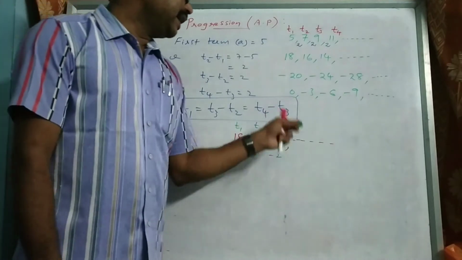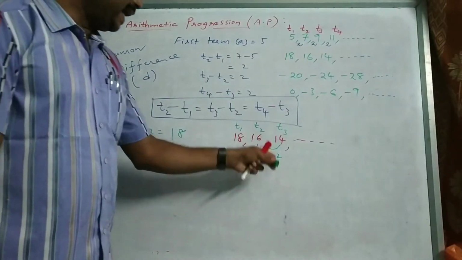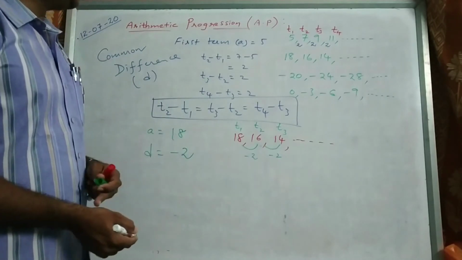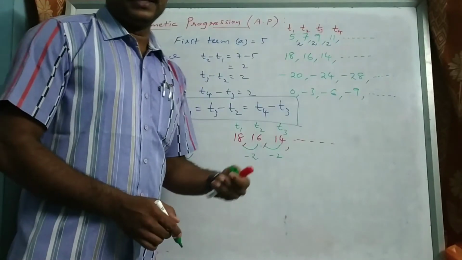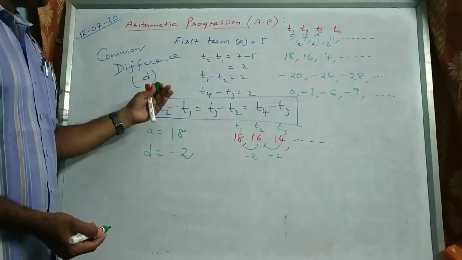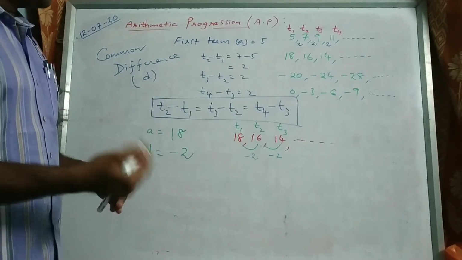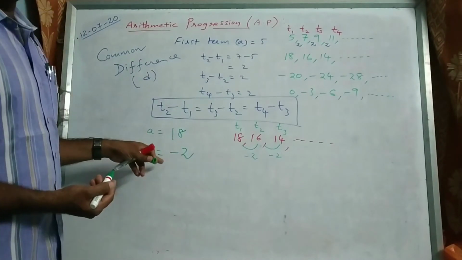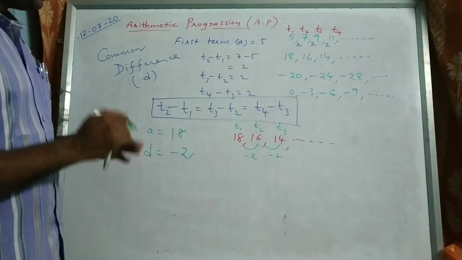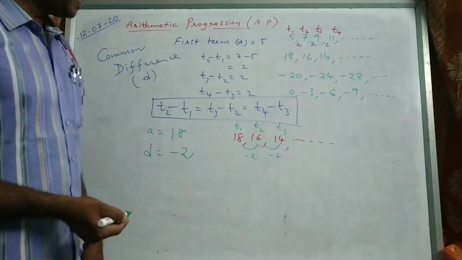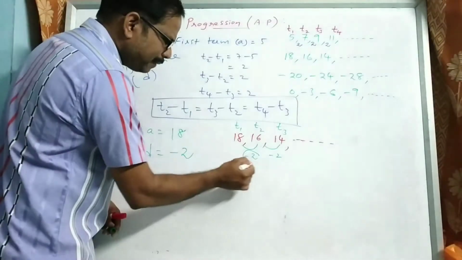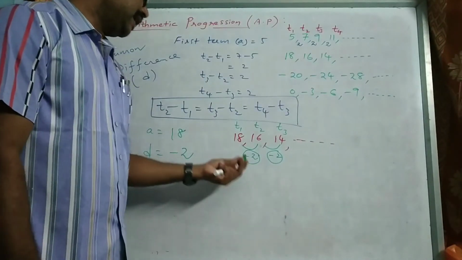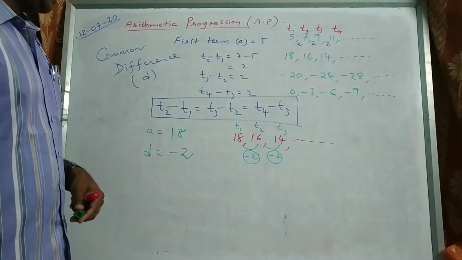We can have the next terms also by adding the common difference. One particular number is added to get the next term. That is called an arithmetic progression. The number we add is called the common difference. One fixed number is added to get the next number. Here what is the fixed number added? Minus 2. That fixed number is called the common difference.